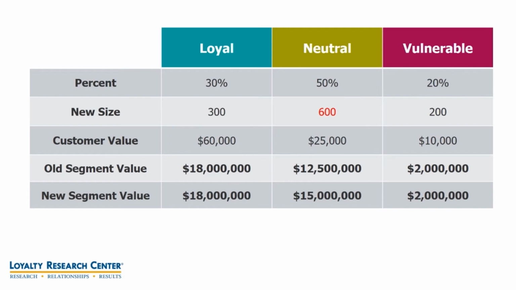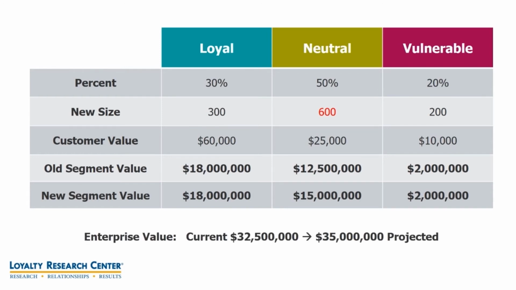We grow our neutral segment from 500 to 600. You can see we grow enterprise value from 32.5 million to 35 million, a growth rate of 7.7% in enterprise value. Not bad. So we've grown our customer base by 10%. We've grown our enterprise value by 7.7%. Not bad. Now let's flip over. Let's look at it a different way.